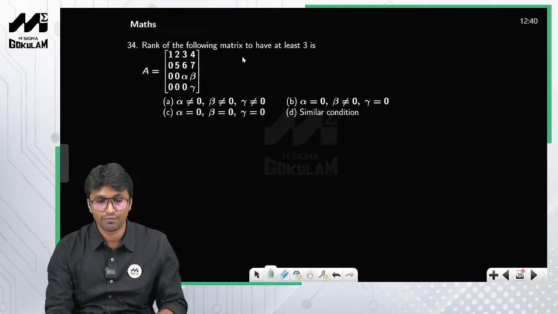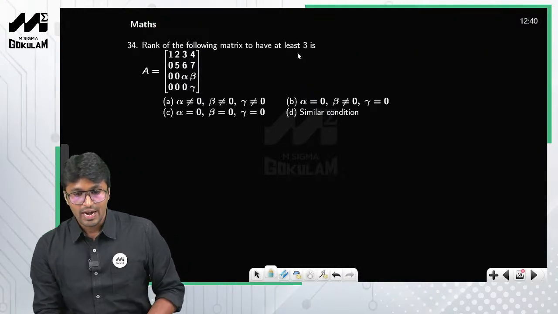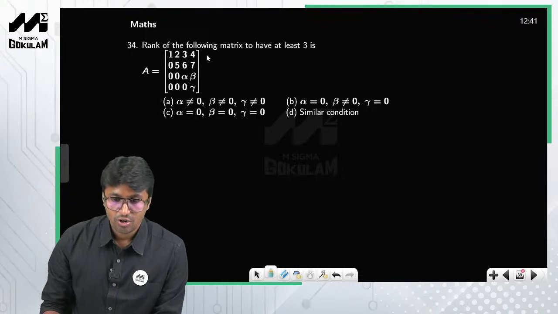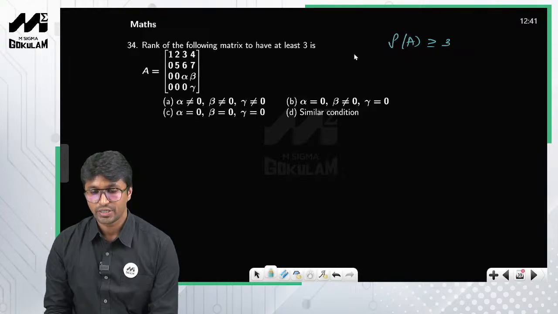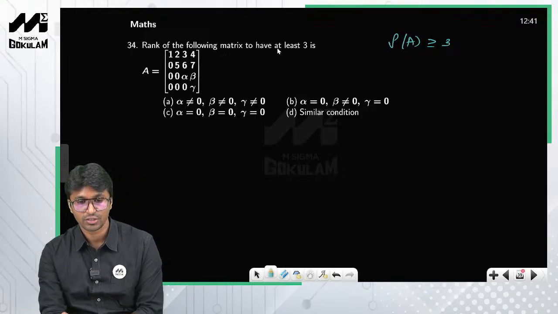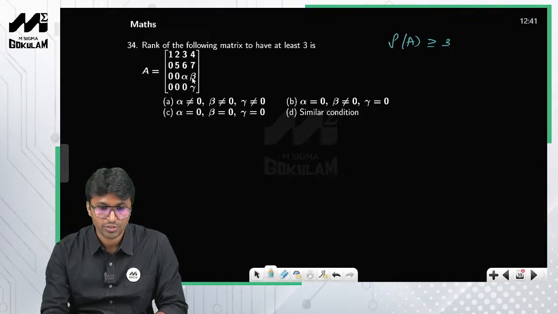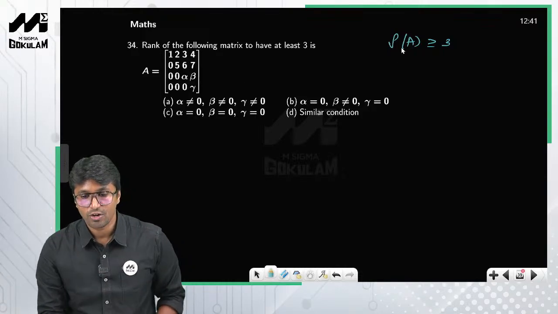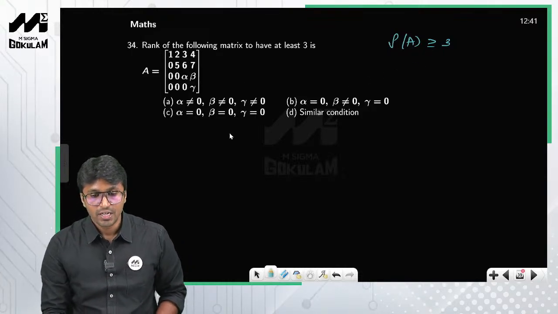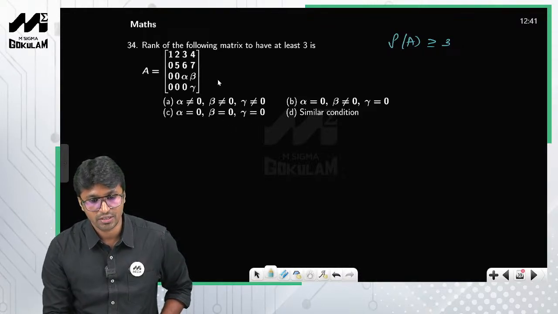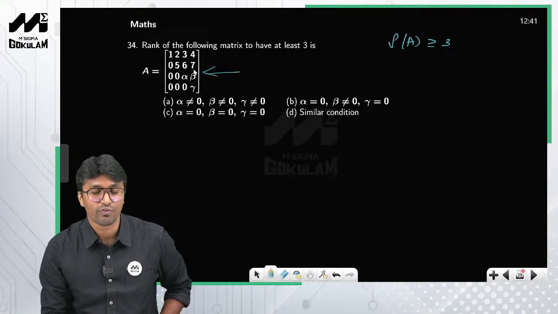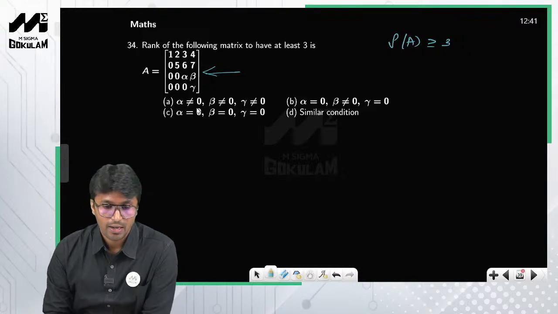The rank of the following matrix is to be at least 3. So the rank of this matrix A should be greater than or equal to 3. For what values of alpha, beta and gamma will the rank of this matrix be at least 3? Now we will check the condition. If all three values are non-zero, the matrix is already in echelon form, so you don't have to reduce this. All you need to do is check the options.